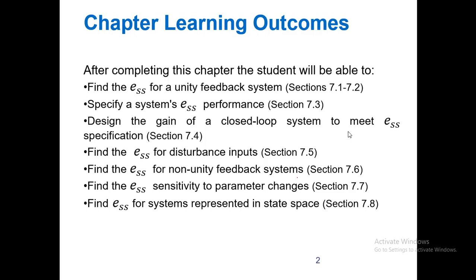By the end of this chapter, inshallah, you are going to have a clear idea about the steady state error, and how you can find the steady state error of a unity feedback system. A feedback system that has a unity feedback is basically known as a unity feedback system. You can also find the performance of that system using this steady state error. You can basically design the gain of a closed loop system to meet that ESS specification.